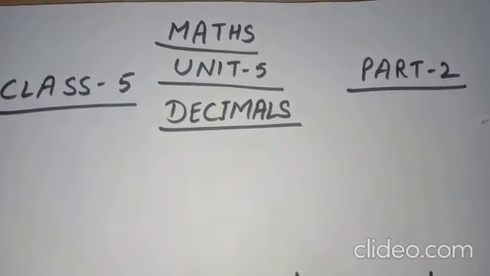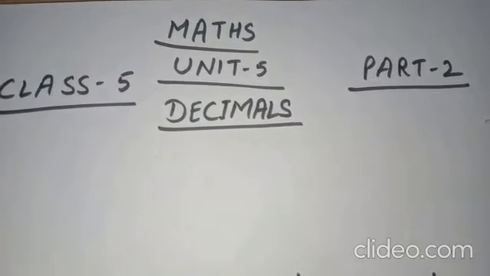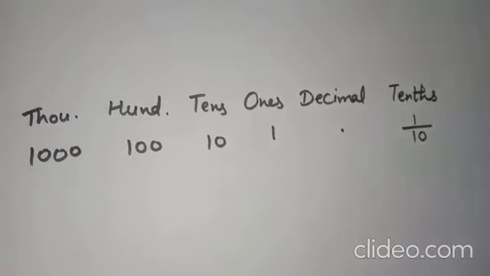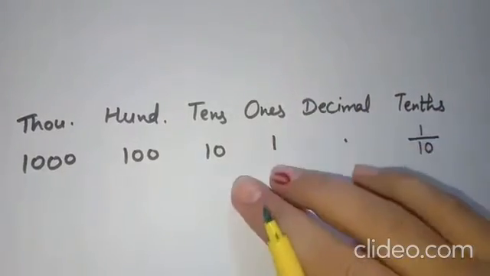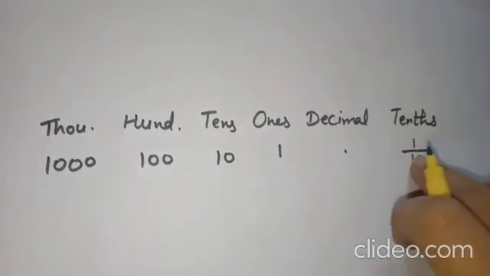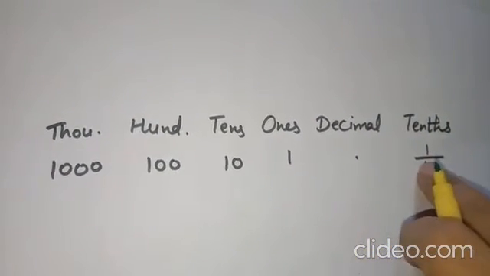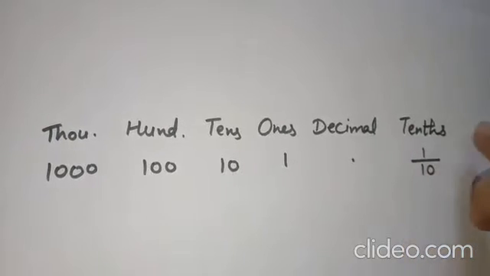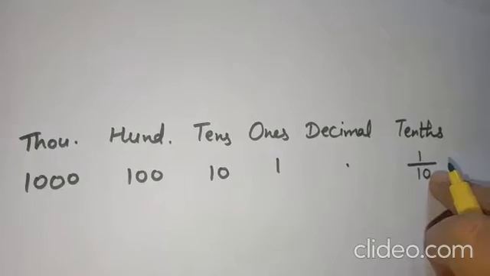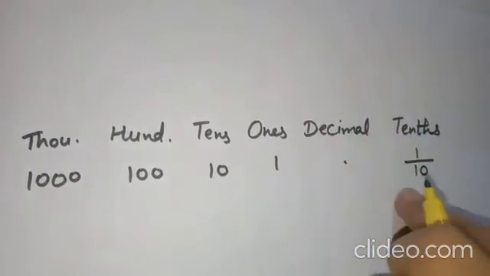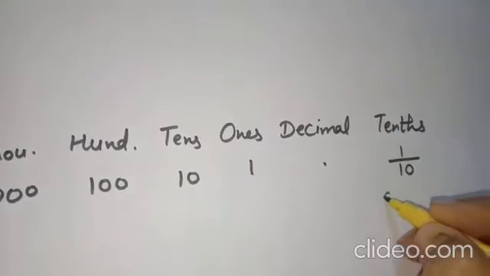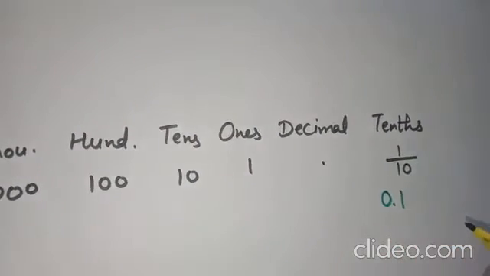Today we are continuing unit 5, decimals, after worksheet 1. In the previous lecture we discussed the place value chart, where a new column next to the right-hand side of the ones column has been introduced, that is tenths, which is 1 by 10. It means when 1 is divided by 10, the place becomes tenths. The value in decimals equals 0.1.